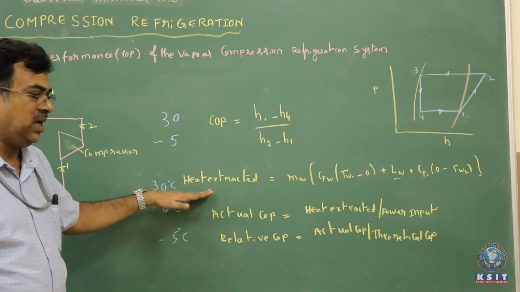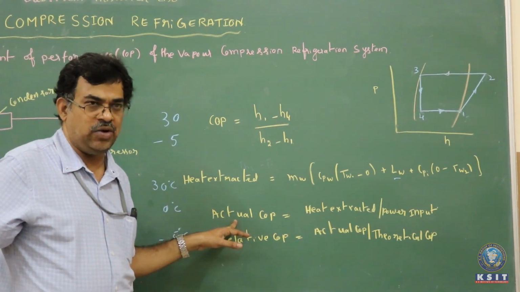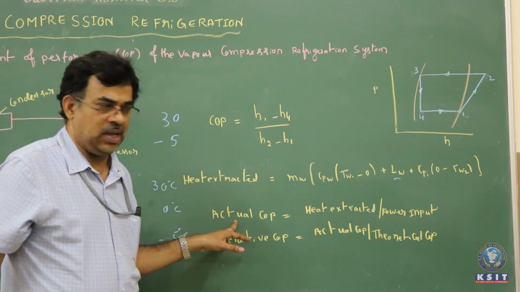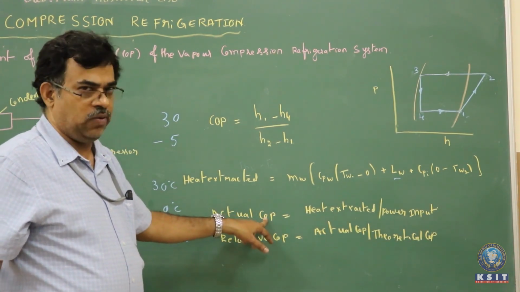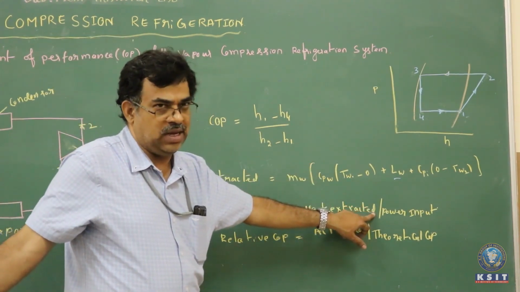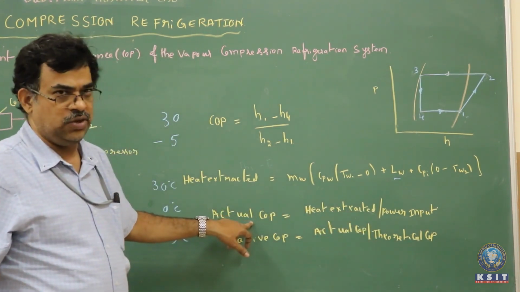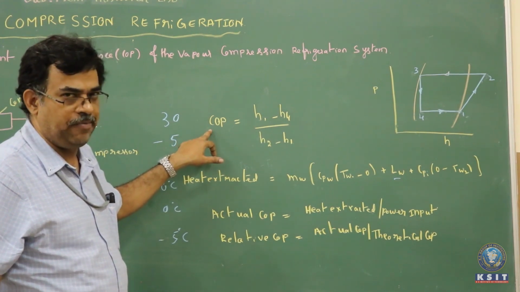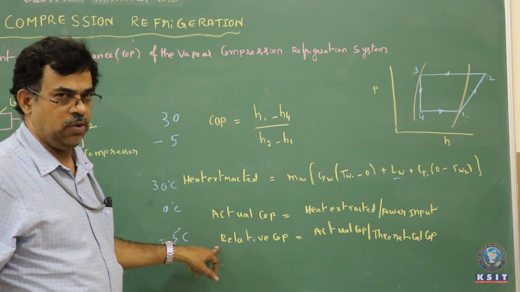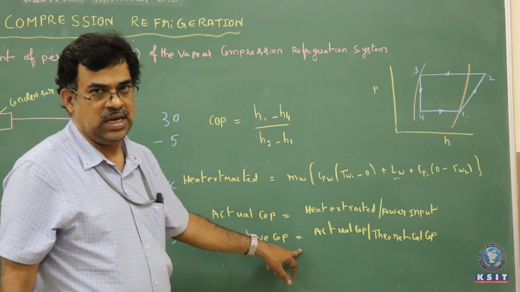So you know the total heat extracted, and you have the work input to the compressor. When you do the experiment, you can directly measure the work input to the compressor. So actual COP equals what? Heat extracted from this formula divided by the work input to the compressor. Directly you get the power input to the compressor. So once you know the actual COP, and you know the theoretical COP from the formula, you calculate the relative COP. Relative COP equals actual COP divided by theoretical COP.